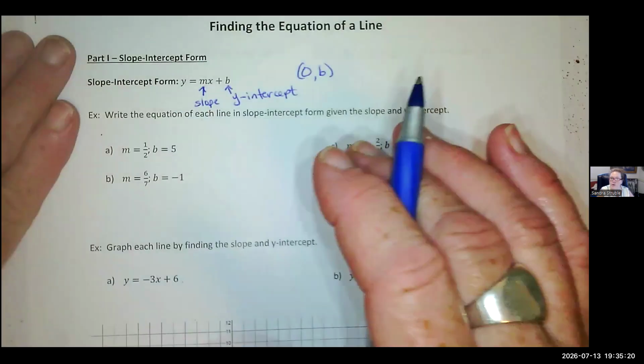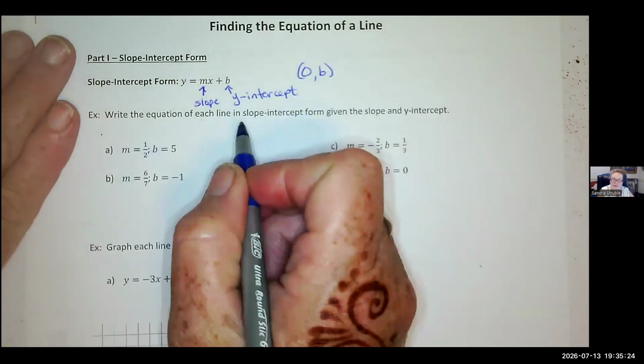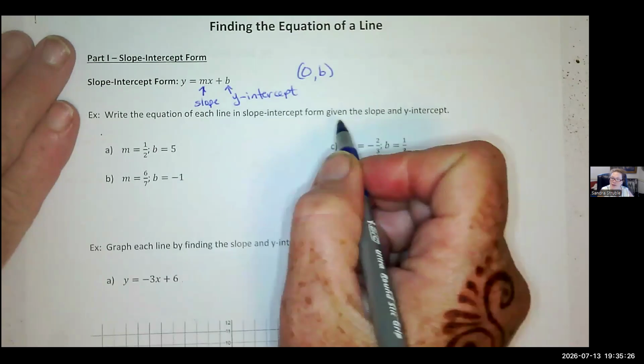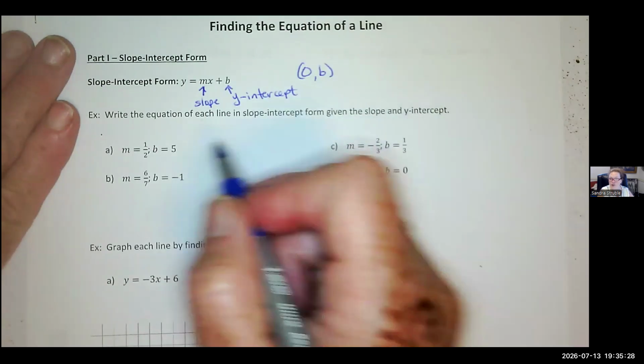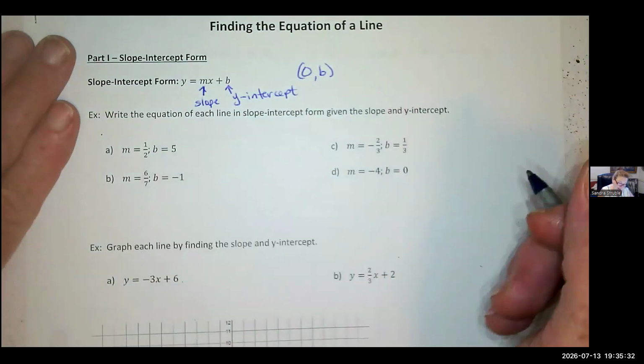We're going to write the equation of each line in slope-intercept form, given the slope and given the y-intercept. I'm going to do the first one, and then I want you to do the other three. So you can pause your videos and do that at that point.